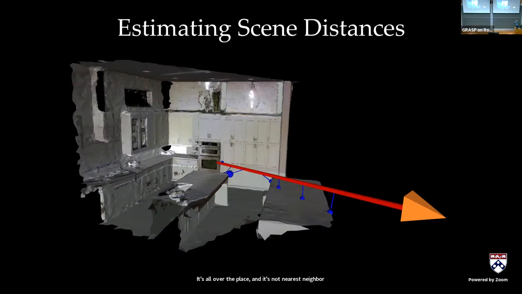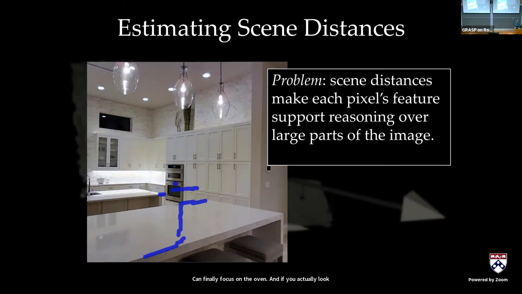And so, as the ray goes over the counter, the network has to focus very hard on the counter. As it goes near the other counter, it has to focus on that. As it gets to the oven, it can finally focus on the oven. And if you look at this image in 3D, in 2D, and you reproject it, all of a sudden your network has to look everywhere. And this is the minimum it has to look. So using scene distances forces the pixel's feature to reason over large parts of the image, which is very tricky.